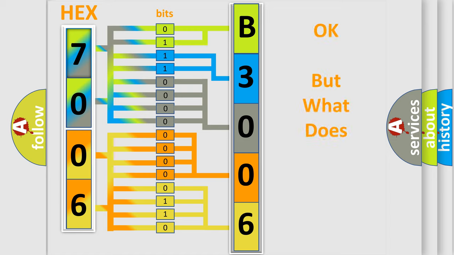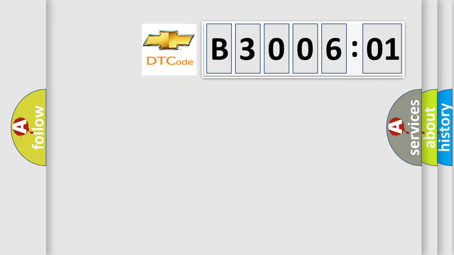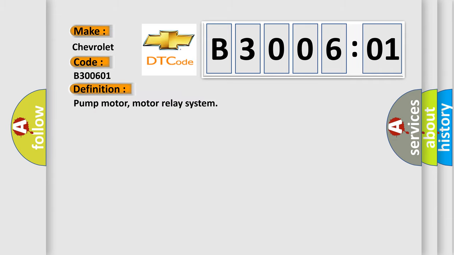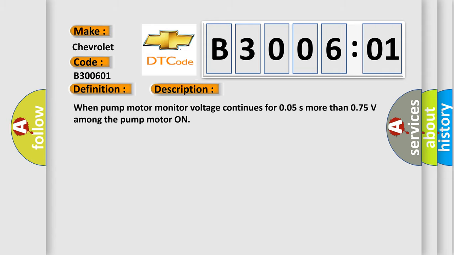The number itself does not make sense to us if we cannot assign information about what it actually expresses. So, what does the Diagnostic Trouble Code B3006-01 interpret specifically for Chevrolet car manufacturers? The basic definition is pump motor, motor relay system. And now this is a short description of this DTC code. When pump motor monitor voltage continues for 0.05 s more than 0.75 V while the pump motor is on.